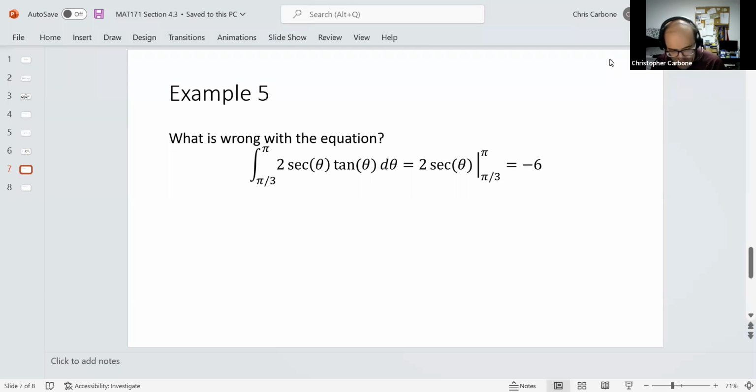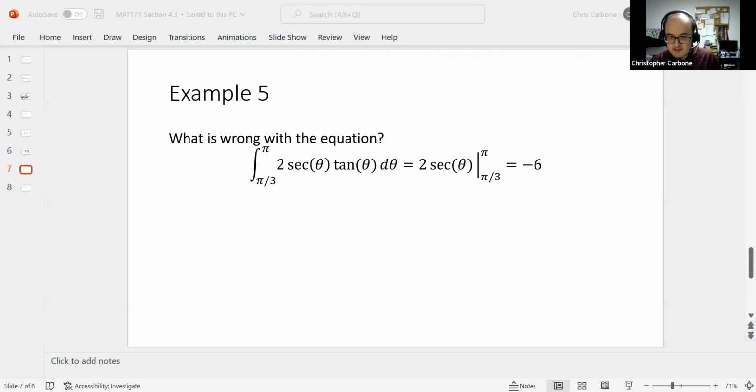For example number 5, what's wrong with this? The integral from pi over 3 to pi of 2 times the secant of theta times the tangent of theta d theta is equal to 2 times the secant of theta, evaluated between pi over 3 and pi, and we have that being equal to -6.